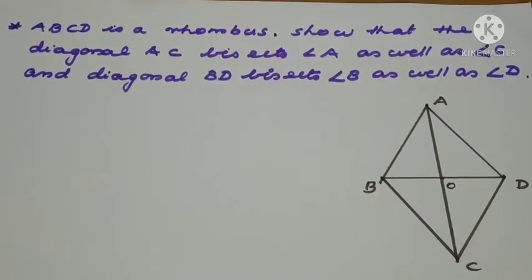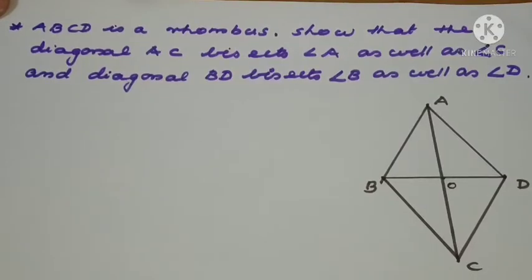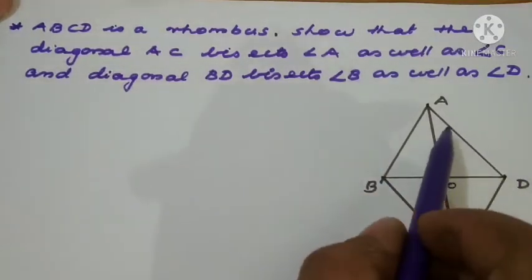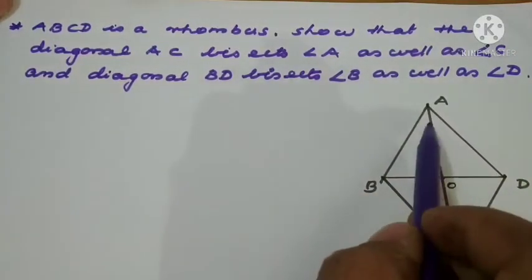Good morning, children. ABCD is a rhombus. Show that the diagonal AC bisects angle A as well as angle C, and diagonal BD bisects angle B as well as angle D. So what we have to prove is that AC bisects angle A.